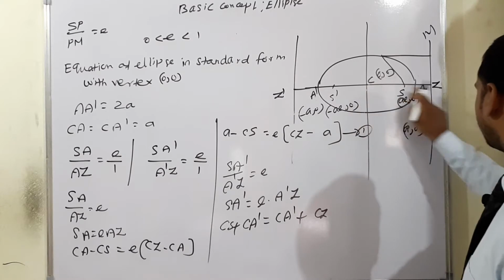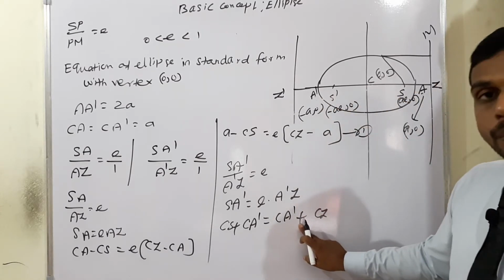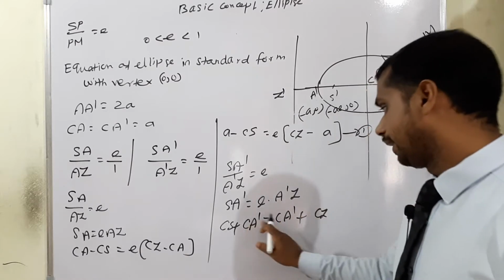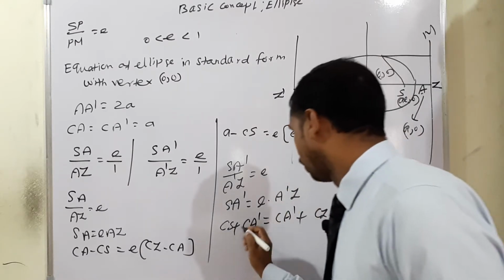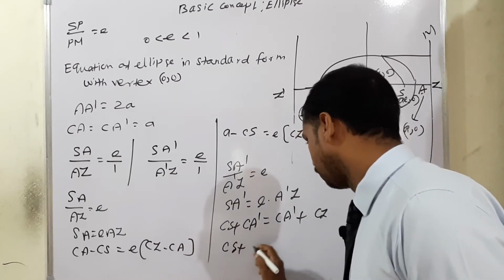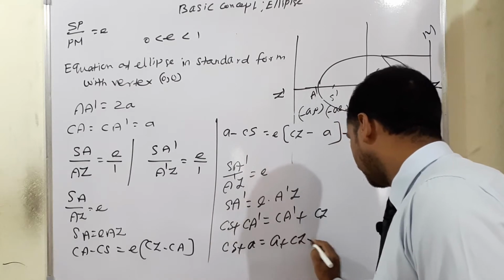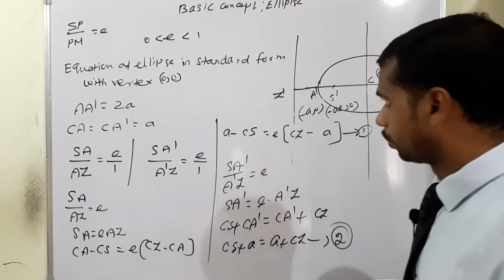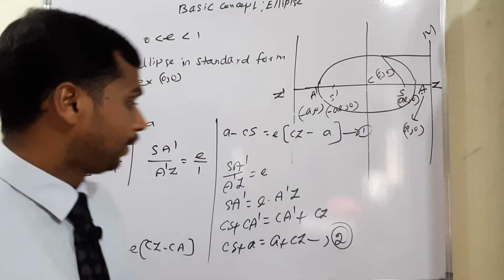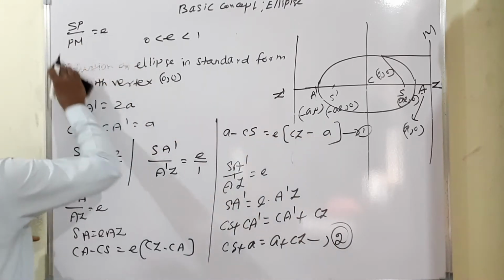So from starting with the center, both sides are considered plus, isn't it? One side is C to Z dash, another side is also from C onwards. That's why I have taken the positive sign. Now look there, CA dash we already know is negative, so the negative we also have to consider as positive. Therefore CS plus a is equal to again a plus CZ dash. This is considered equation number 2. Therefore add equation 1 and 2. Add equation 1 and 2. What will happen?